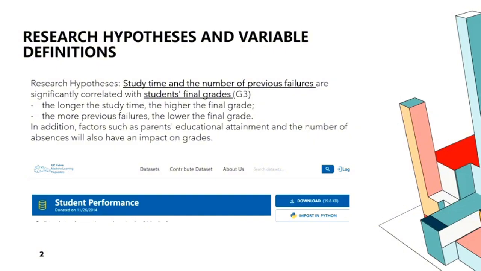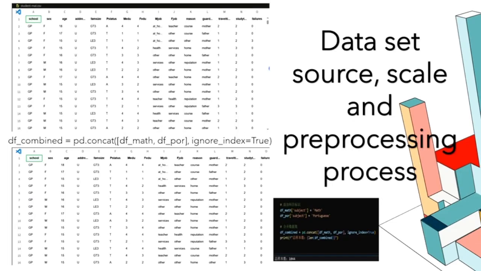The math dataset has 395 records, and after merging it with the Portuguese dataset, the total is 1,044 records, which meets the coursework requirement. For preprocessing, I first checked missing values, all were zero. Then I converted key variables to numeric and finally applied standardization for clustering.